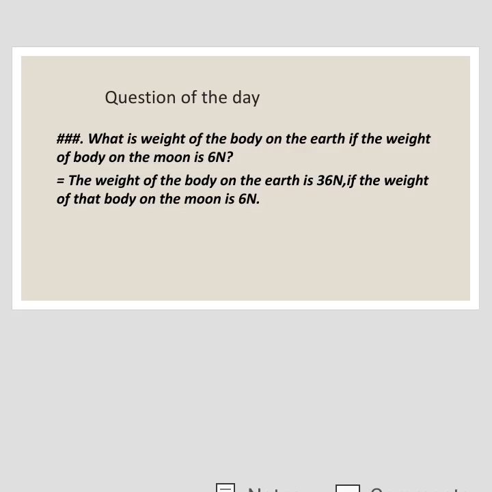But in the end, I would like to mention here the question of the day. Here the most important, most creative question is: what is the weight of the body on the earth if the weight of the body on the moon is 6 Newton? In the previous give-reason we have also mentioned that, and here the weight of the body on the earth is 36 Newton if the weight of that body on the moon is 6 Newton, because the value of g is 6 times more on the earth than on the moon.